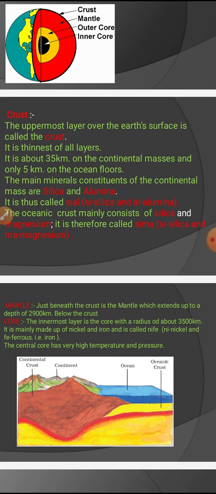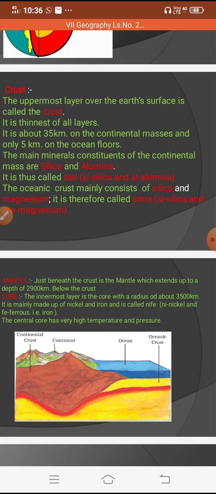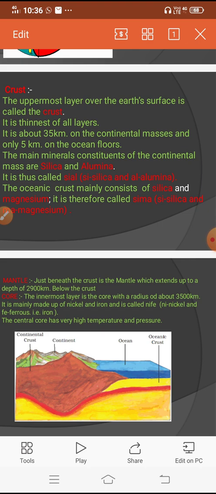It is mainly made up of nickel and iron and is called NIFE, N-I-F-E. It is a mixture of two minerals, nickel and ferrous, that is iron, in short form NIFE. The central core has very high temperature and pressure. The inner core has a very high temperature, from where molten magma comes out at the time of a volcano, or that liquid form is there in the inner core.